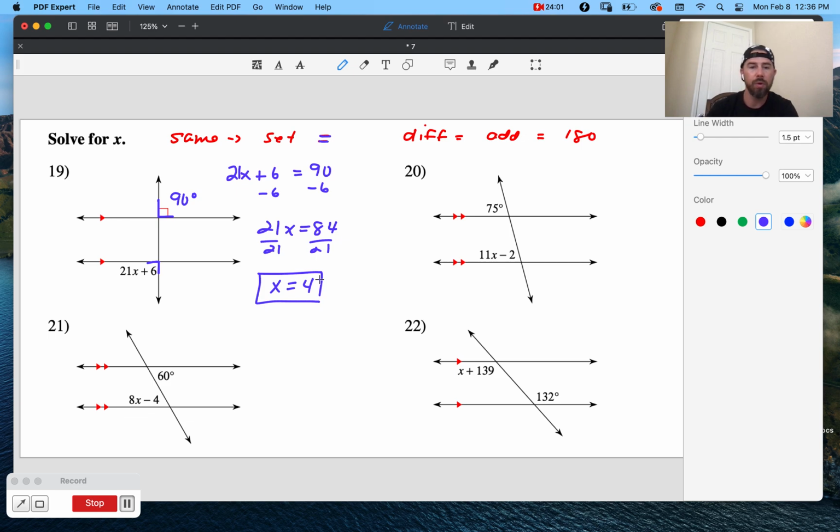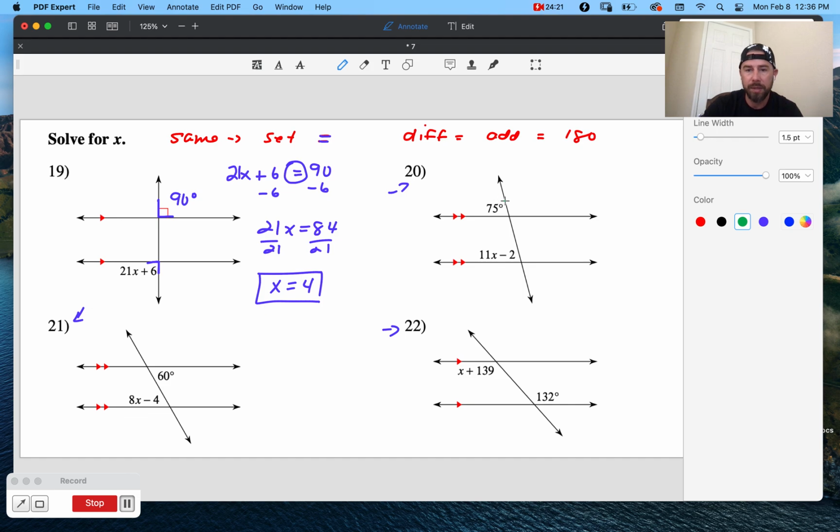Okay? So why don't you go ahead and see if you can do 20, 21, and 22? If they're the same, set them equal like I did. If they're different sizes, add them and set them equal to 180. Go ahead and press pause and see what you get.